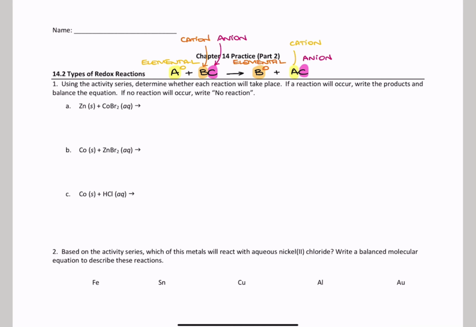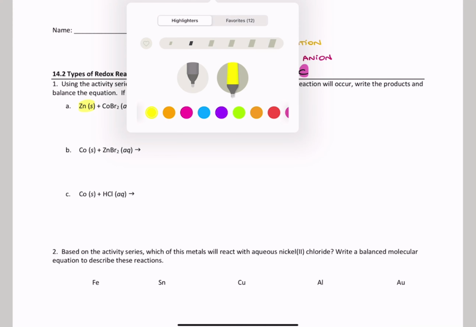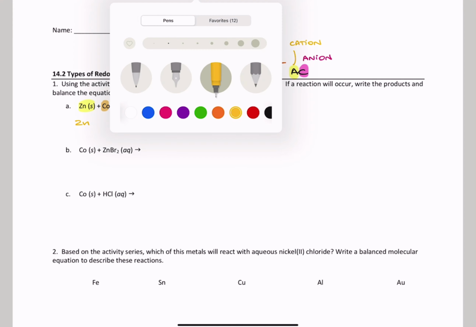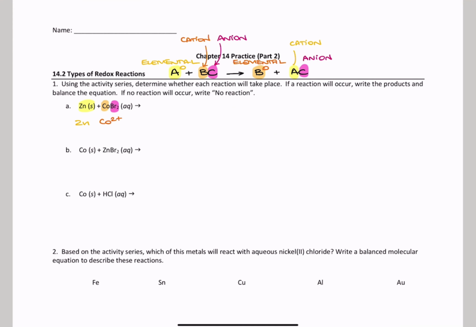So let's look at the first reaction. Zinc, elemental zinc, reacts with cobalt 2 bromide. In order to know if the reaction is actually occurring, we have to compare on the activity series the elemental zinc with the cobalt ion. If on the activity series the elemental zinc is above the cobalt ion, then yes, a reaction will be occurring. And it's a fact, zinc is above cobalt, therefore yes, a reaction occurs.